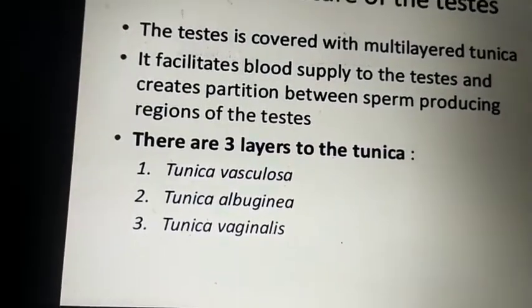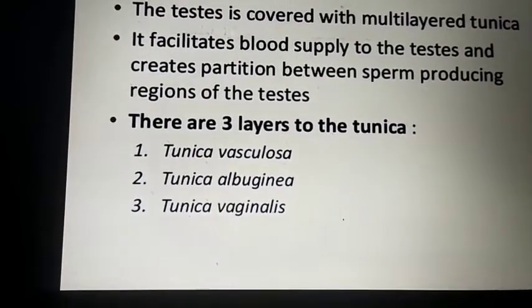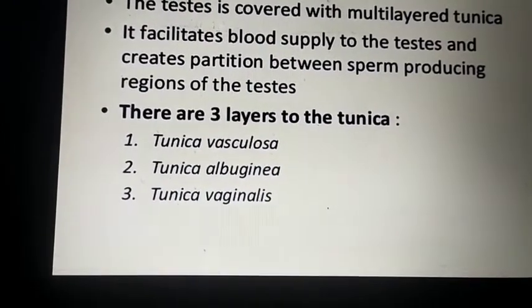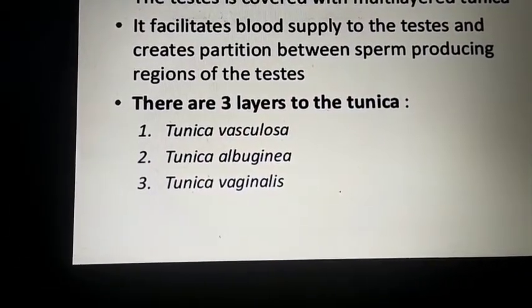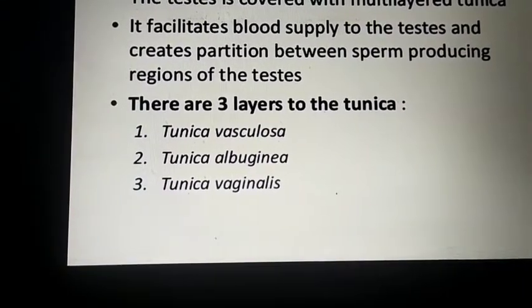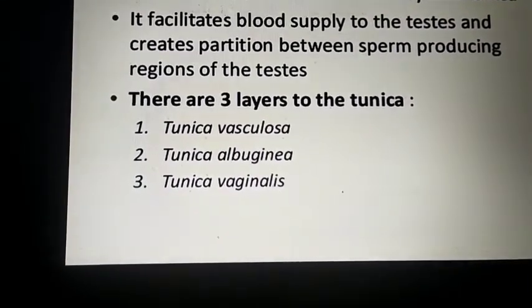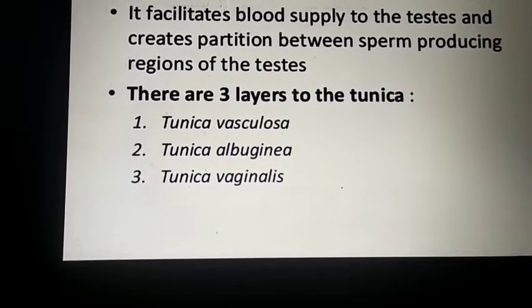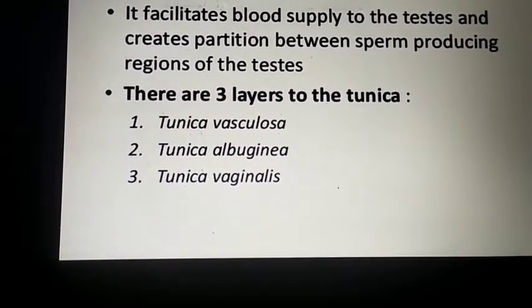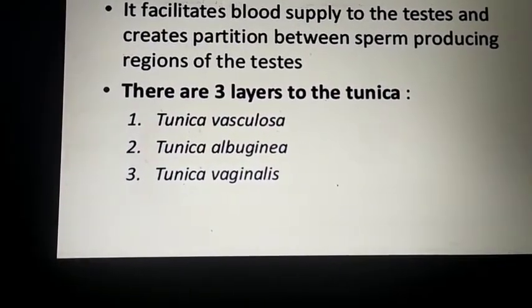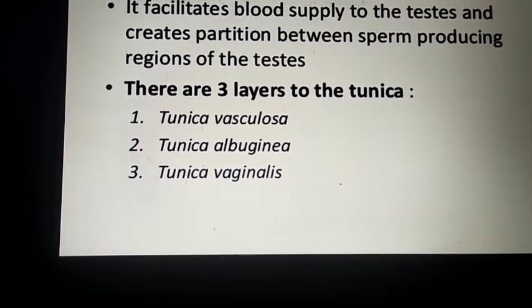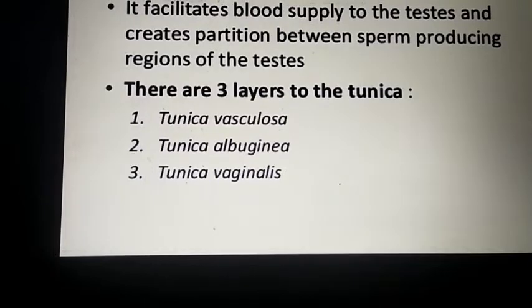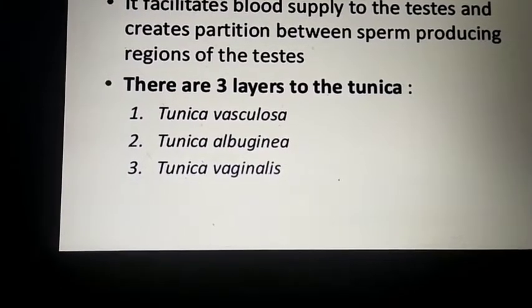There are 3 tunica layers. The innermost is the tunica vasculosa, the middle layer is the tunica albuginea. The white color of the testis is because of this tunica albuginea only. Because of this tunica albuginea, the testis looks white in color.